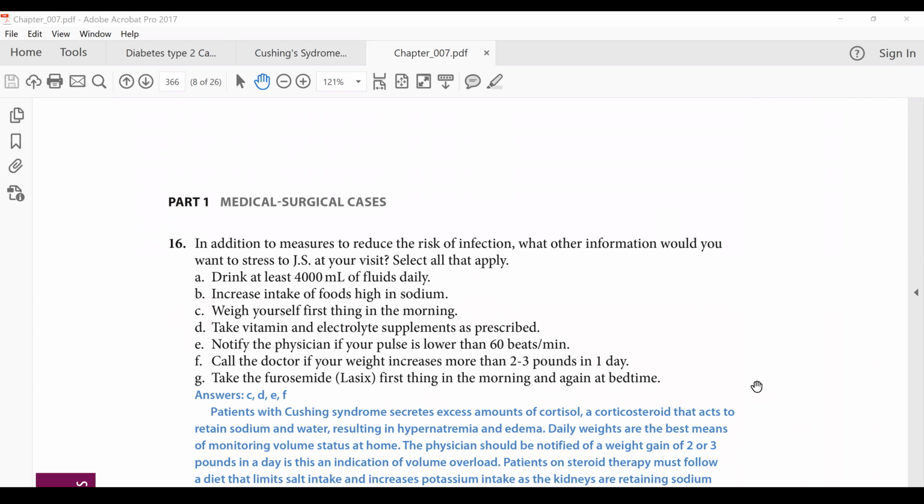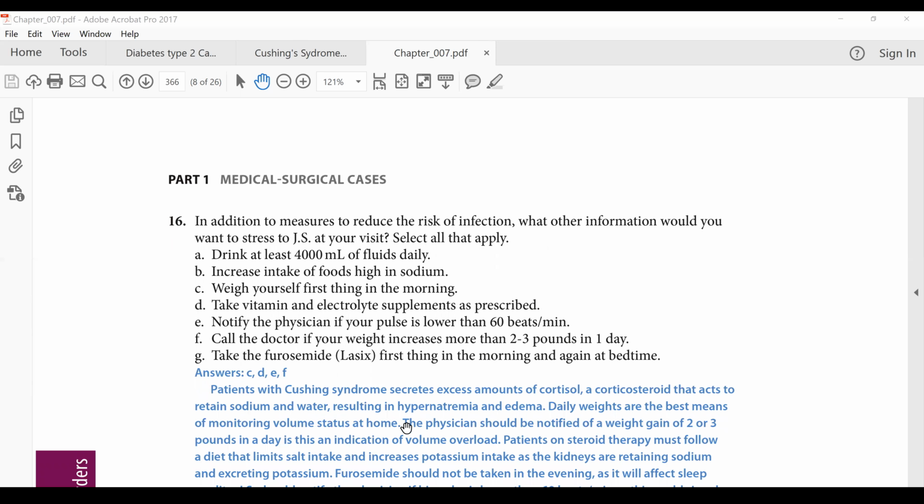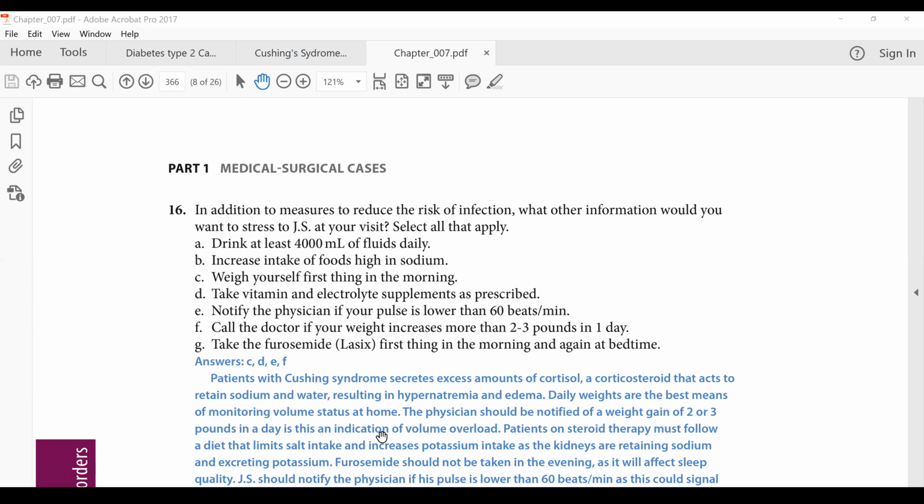Patients with Cushing's secrete excess amounts of cortisol or corticosteroid that acts to retain sodium and water, resulting in hypernatremia and edema. Daily weights are the best means of monitoring volume status. Call the doctor if there is weight gain of 2 to 3 pounds in a day. This is an indication of volume overload. That's pretty significant across the board with any volume overload patient or potential for volume overload, like your CHF patients. Patients on steroid therapy must also follow a diet that limits salt intake and increases potassium intake, as the kidneys are retaining sodium and excreting potassium.